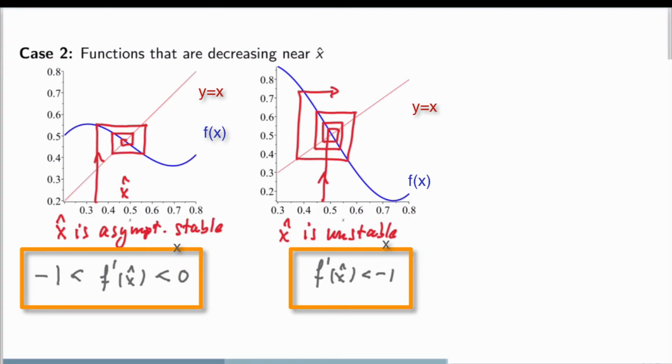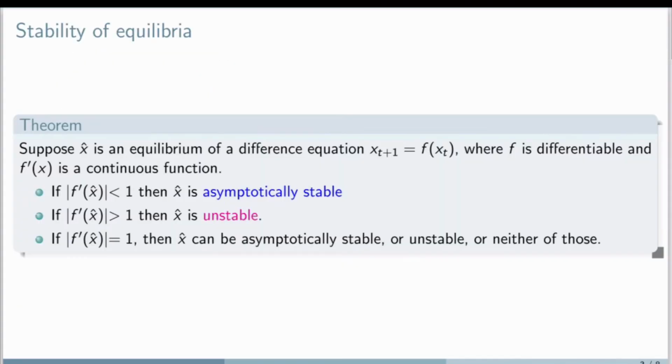So let us summarize this in a little theorem. Suppose x bar is an equilibrium point of the difference equation x_{t+1} = f(x_t). f is differentiable, f prime is a continuous function. Then, if the absolute value of f prime at the fixed point is less than 1, then we are in the asymptotically stable case.